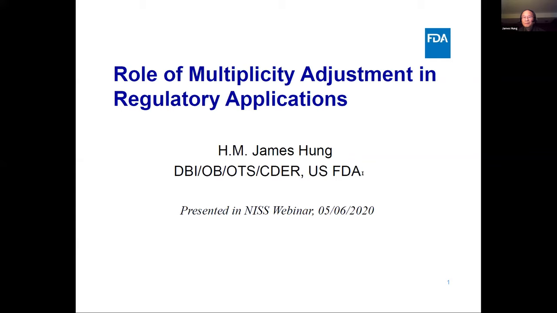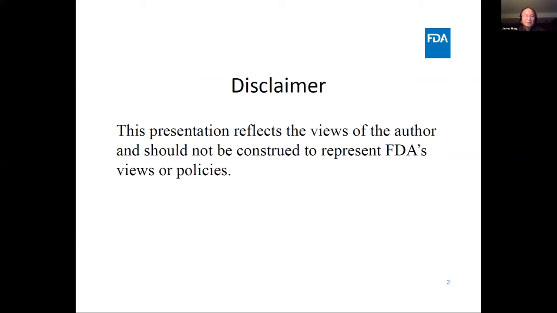My talk will be about multiplicity adjustment or control in regulatory applications. Obviously, this is related to p-value. As a disclaimer, this presentation reflects my view and should not be construed to represent FDA's views or policies.